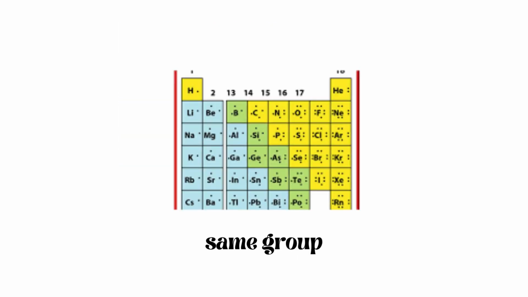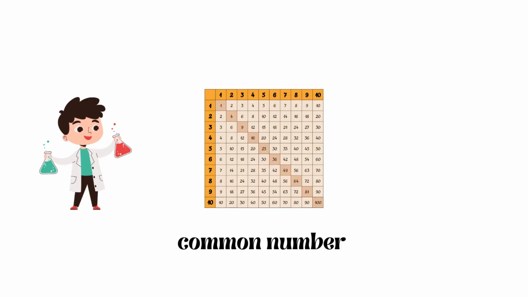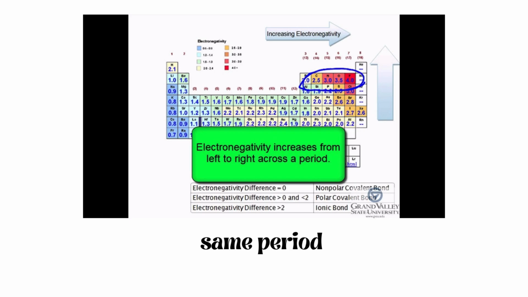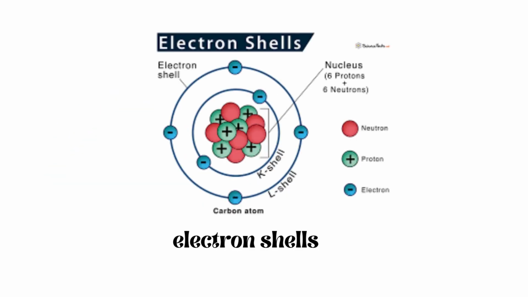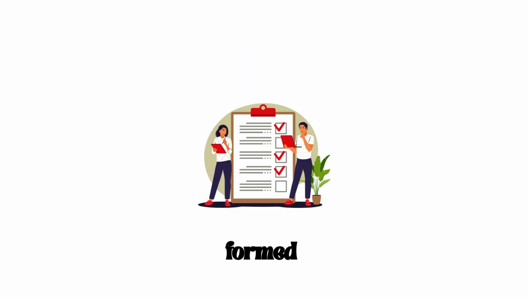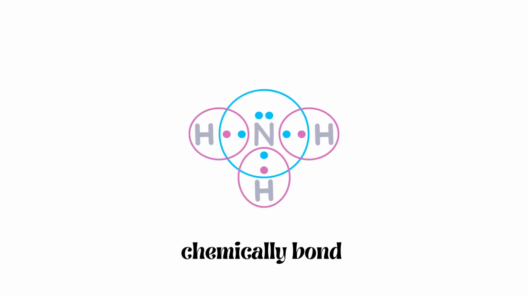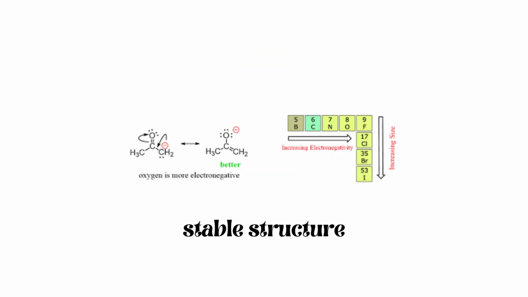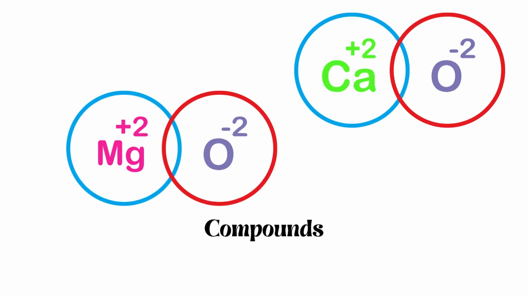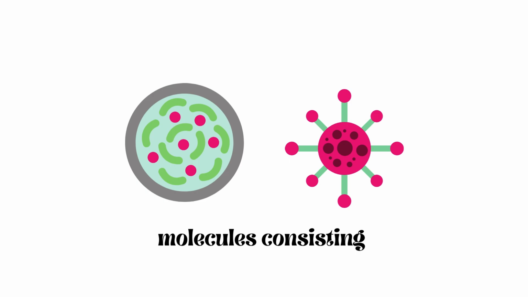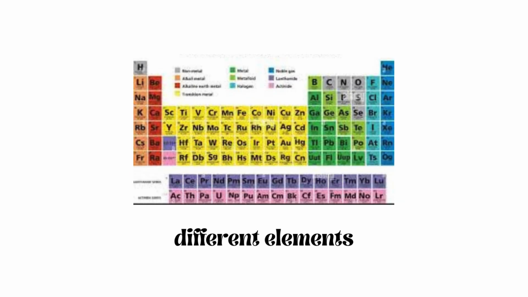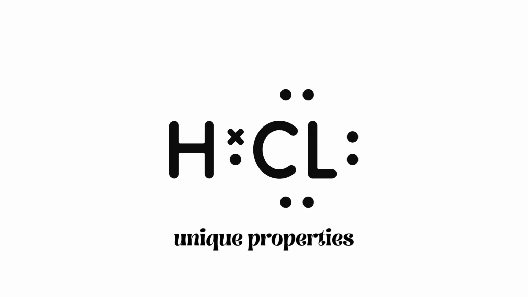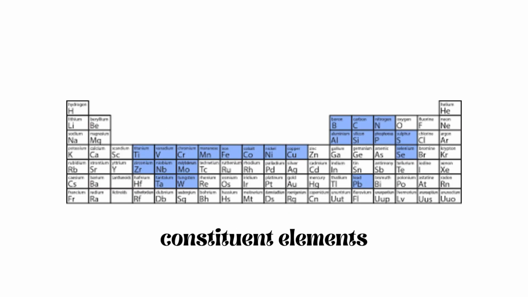Elements within the same group share similar chemical properties due to their common number of valence electrons, while those in the same period have the same number of electron shells. Molecules are formed when two or more atoms chemically bond together, either of the same element or different elements, creating a stable structure. Compounds, on the other hand, are substances composed of molecules consisting of atoms of different elements bonded together in fixed ratios, exhibiting unique properties distinct from their constituent elements.